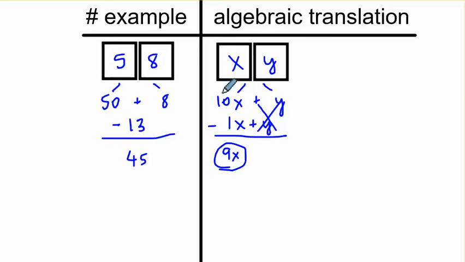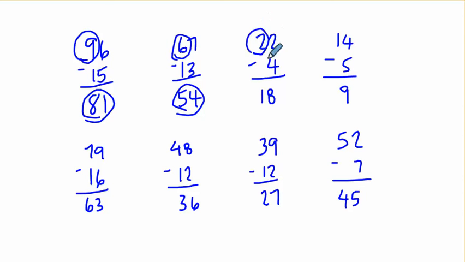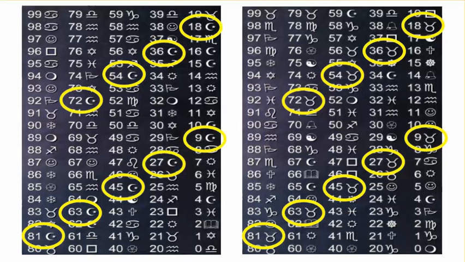So if we go back to our examples here, you'll notice that 9 times 9 is 81. 6 times 9 is 54. 2 times 9 is 18, and so on. So that is the math behind the magic of the crystal ball.